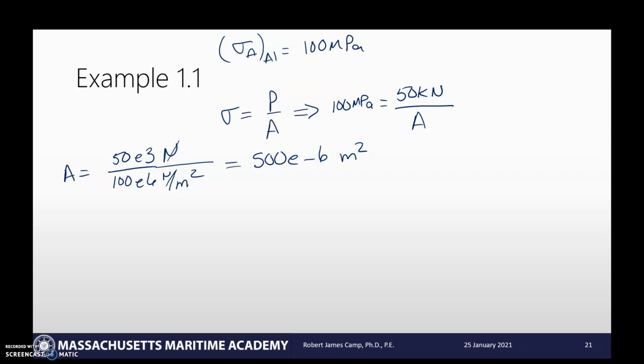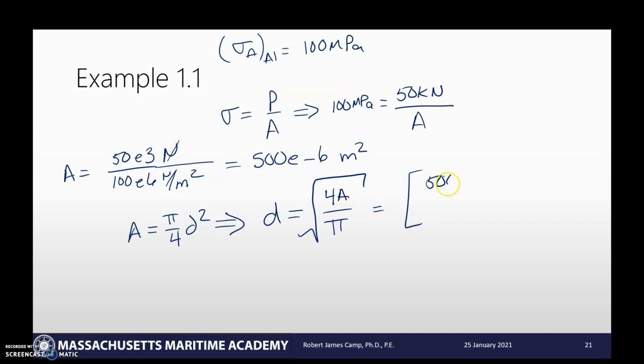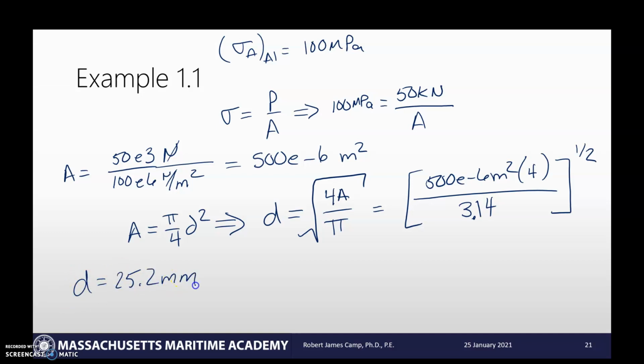Now, I'm looking for the diameter of the rod. So A is going to be pi over 4 d squared. So that means my diameter is going to be 4 times area over pi, take the square root, just rewriting the equation. So 500 e to the negative 6 meters squared is my area times 4 divided by pi. It's 3.14. Raise that all to the 1/2 power, and that's going to give me a diameter of 25.2 millimeters. So now if I need to use an aluminum rod, I would need something with a diameter of 26 millimeters, because you're not going to get a rod that's 0.2 millimeters. So it's basically around 1 inch rod to make that repair.